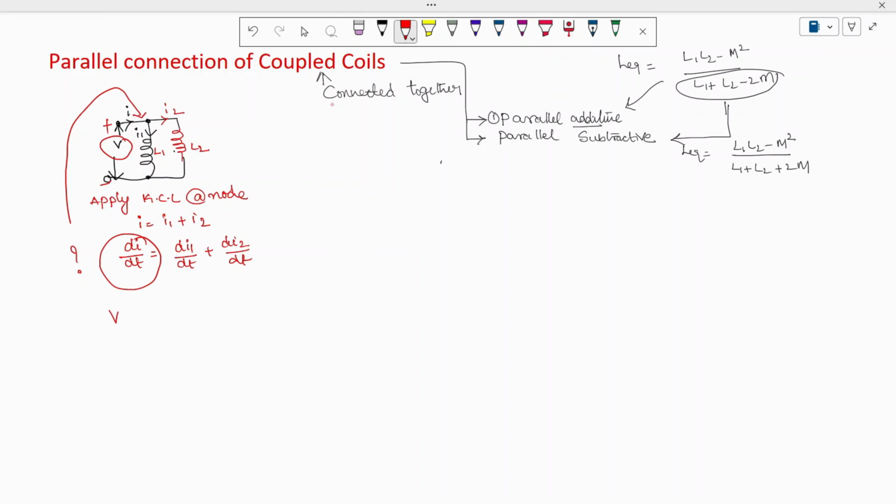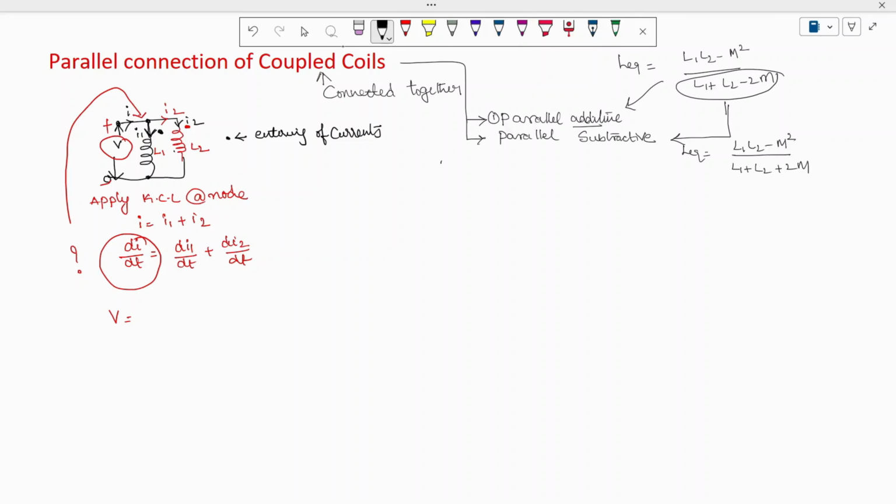We can write the total V is equal to, first one, what is the inductance? Here, to understand, I am marking the dots. Here the current I1 is entering the dot, and here the current I2 is also entering the dot. So I can say dots are there at the entering of the currents.